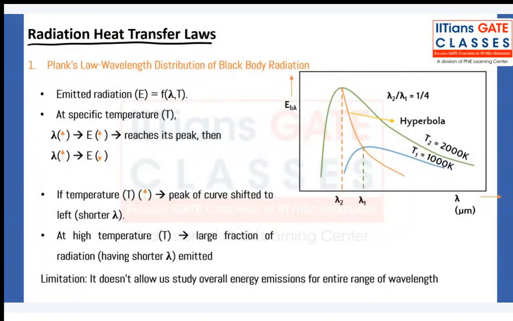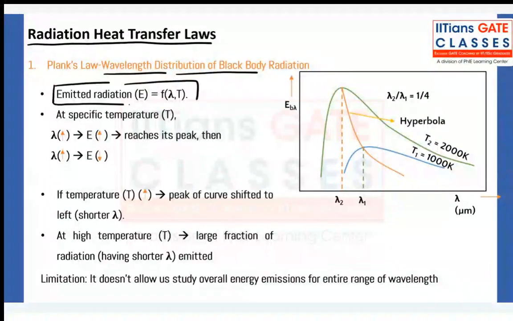The first law is Planck's law. Now, what does it say? Planck's law says that it gives the emitted wavelength distribution of black body radiation. In simple terms, it tells you that the radiation emitted, whatever is radiating from the surface, is a function of wavelength and temperature. This is basically the definition of Planck's law.